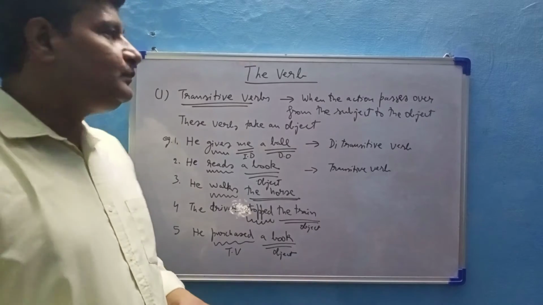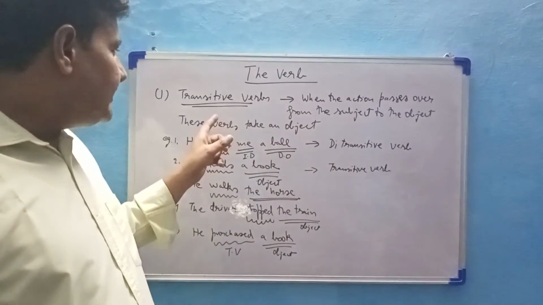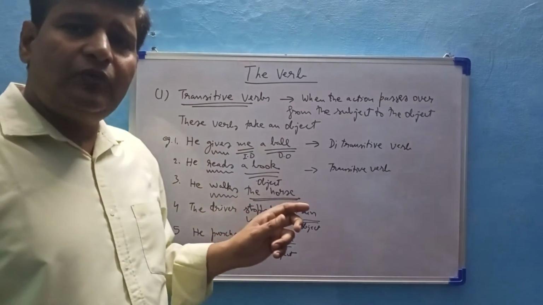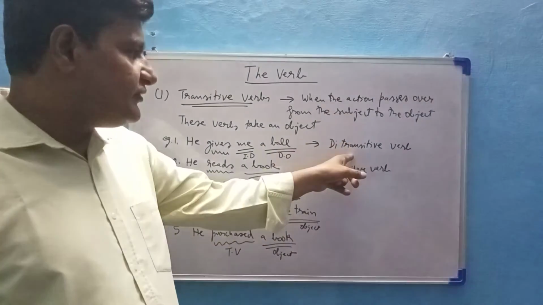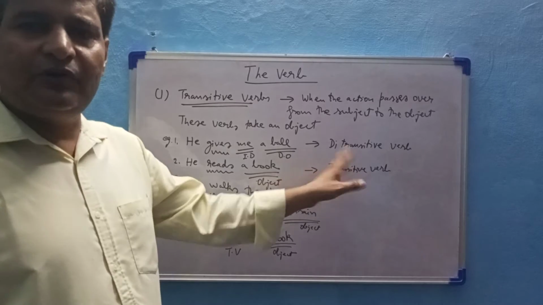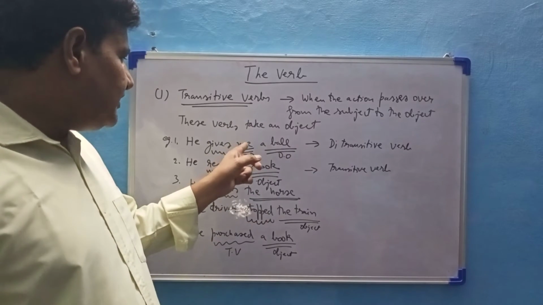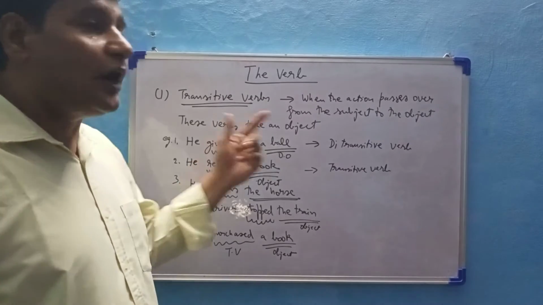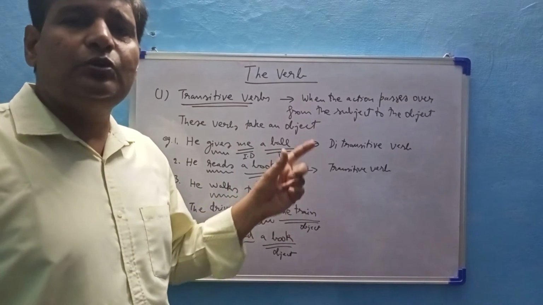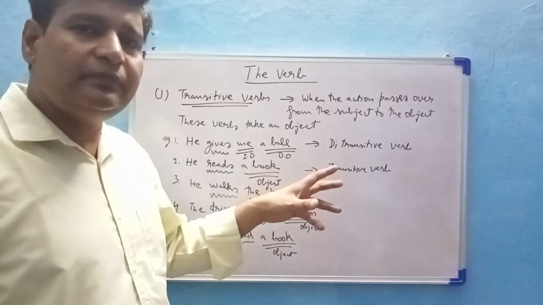So let us have a quick revision. A transitive verb always takes an object after it. And here we can say the action passes over from the subject to the object. When a transitive verb takes two objects, then it is called ditransitive. And generally, when it takes one object, then it is called transitive only. So you can see these examples. He gives me a ball. Here there are two objects. Me is the indirect object and ball is the direct object. He gives what? If we put the question what, then the answer is a ball. If we put the question whom, then the answer is me. So the answer that we get by putting the question whom, that will be the indirect object.